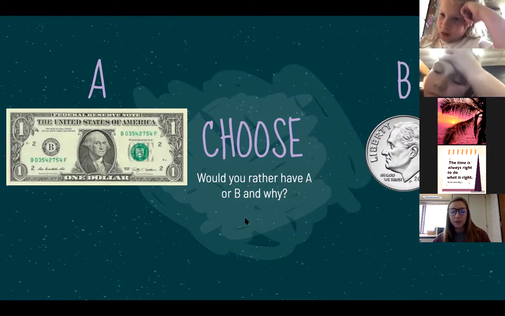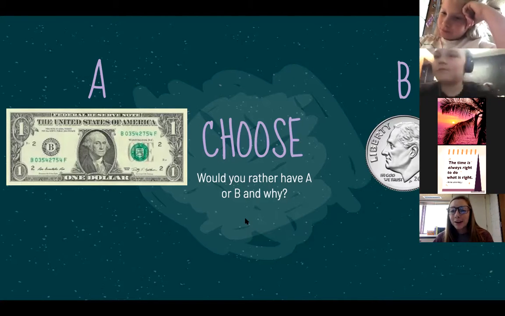Yes, that's a great comparison. Thank you, Samira. All right, now Cullen wants to be difficult and I want to hear why. Cullen, what would you choose and why?